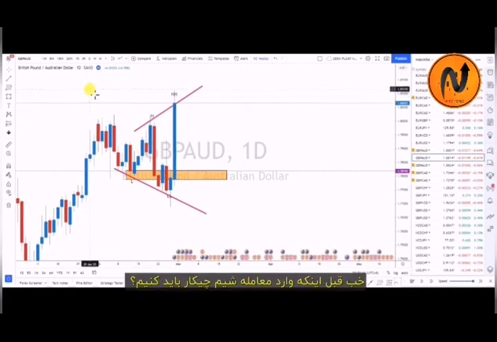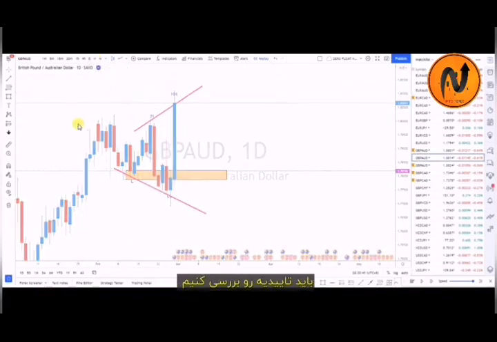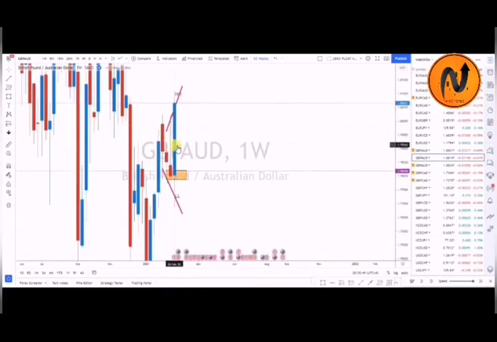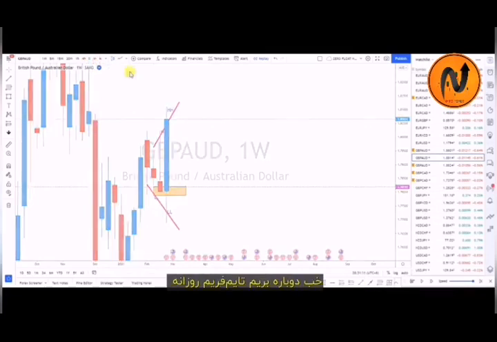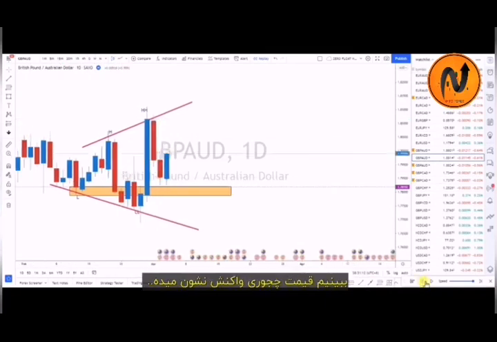Next, before we enter, what should we do? We go to the higher time frame. We need to check for confirmation. At the weekly time frame, there is a bullish engulfing, and at the same time, this setup is in the engulfing candle. Therefore, the setup is still considered low risk with a strong confirmation. So let's go to the daily again and see how the price reacts.